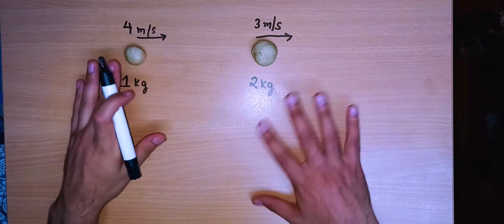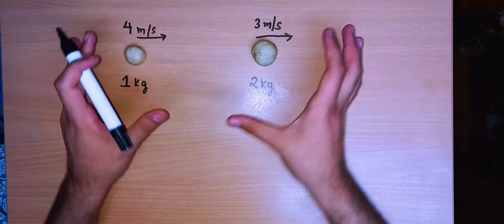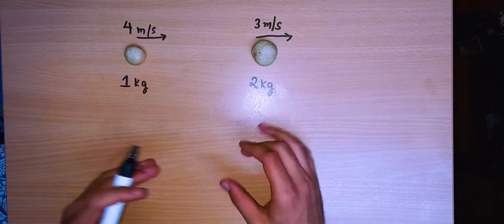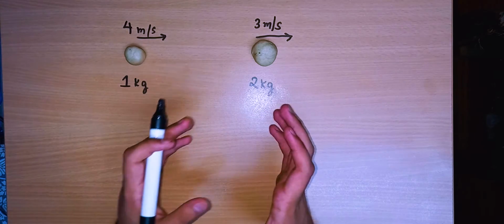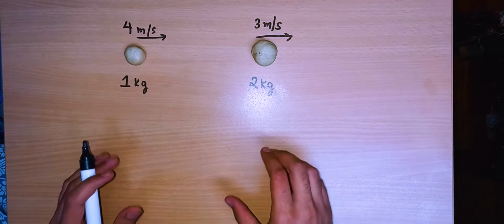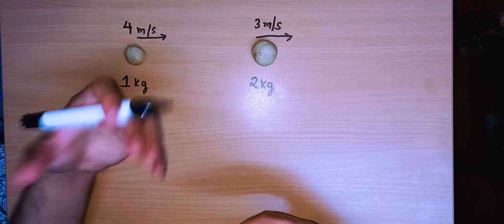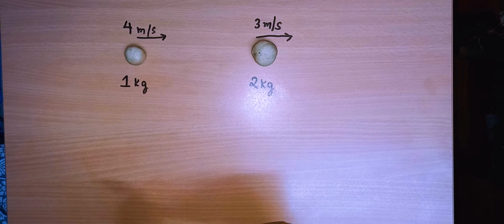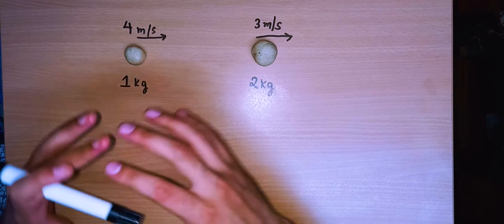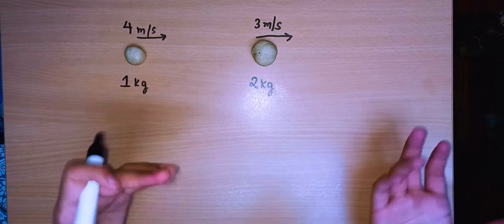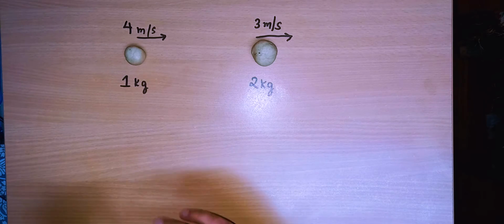So first of all, let us analyze the situation before the collision. In questions that involve collisions and require conservation of momentum, first look at the situation before the collision. What is the total momentum before the collision? The law of conservation of momentum tells us that the total momentum before the collision is equal to the total momentum after the collision. So first let us find the total momentum before the collision.